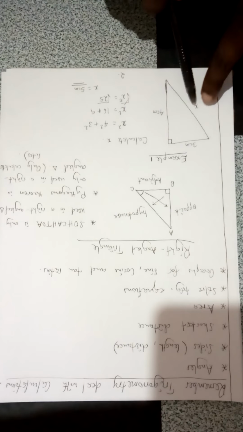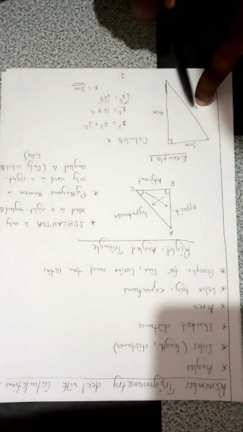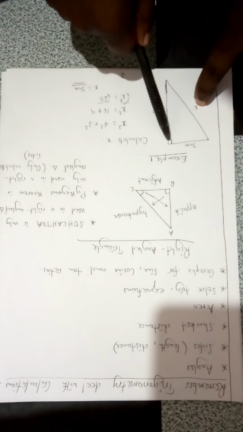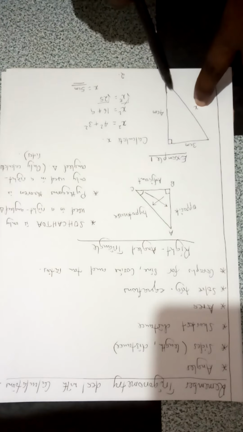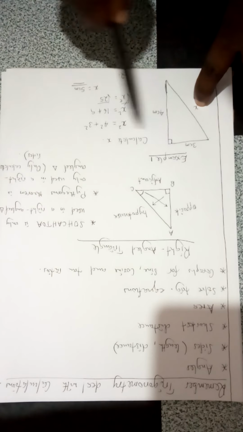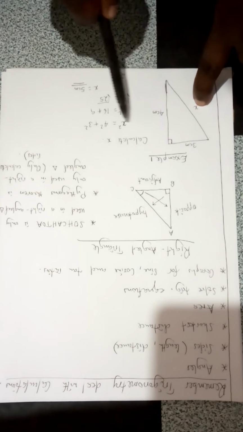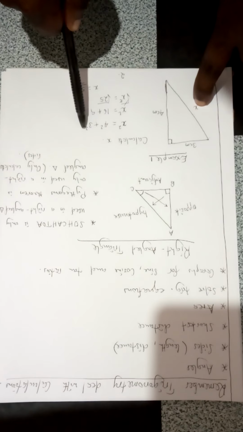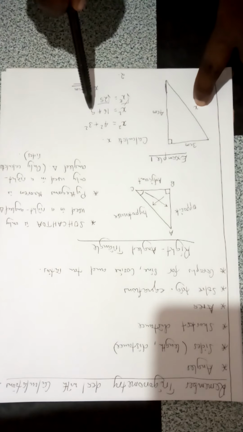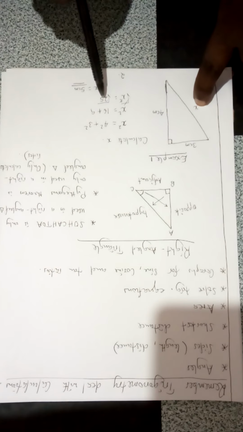Here I've identified that I'm calculating the hypotenuse because it's the one which is opposite to the 90 degree angle. Since I'm calculating for the longest side, the hypotenuse, I have to add the squares of the other two sides, meaning 4 squared plus 3 squared. 4 squared gives you 16, plus 3 squared gives you 9. The addition of the two gives you 25.